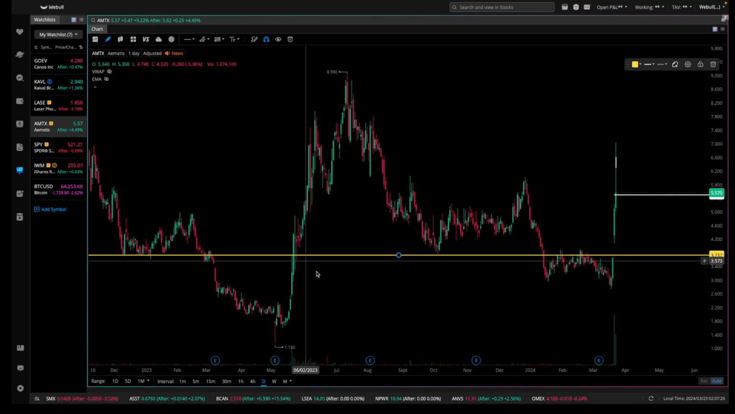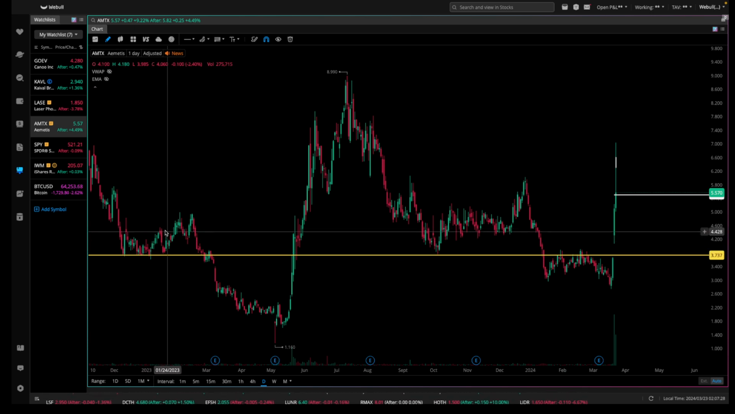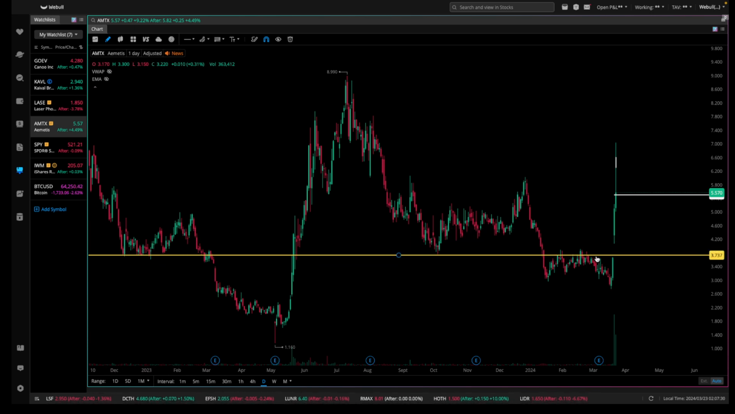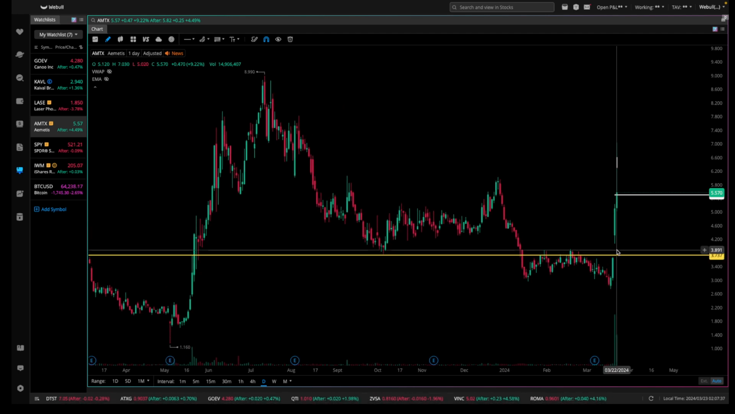So around here-ish. Again, look left. There you go. You couldn't break above this area. And look, this is where we broke out. Once we broke out and closed above, boom.